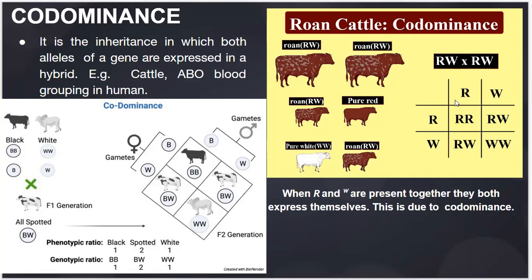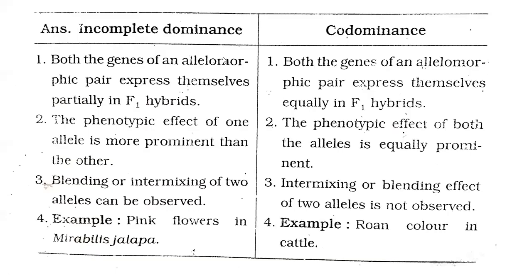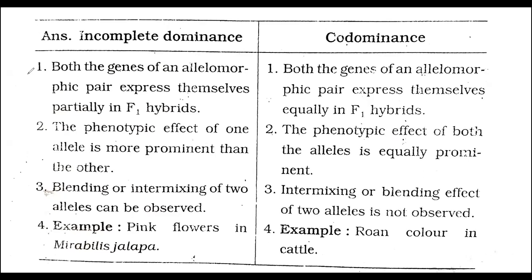Both of the alleles, R and W, and this is how the cross will be done. You can call it red or brown, or whatever you may. It's a reddish brownish color. So this is about codominance. So that's all for this video. Before closing the video, we'll have a look at the difference between incomplete dominance and codominance. Again, one of the most important questions asked.